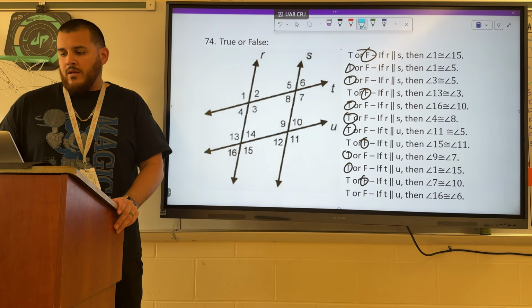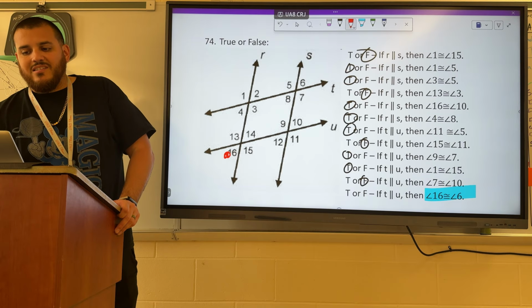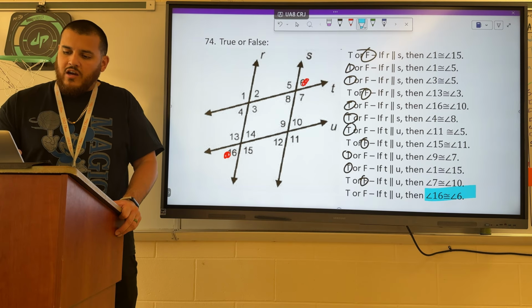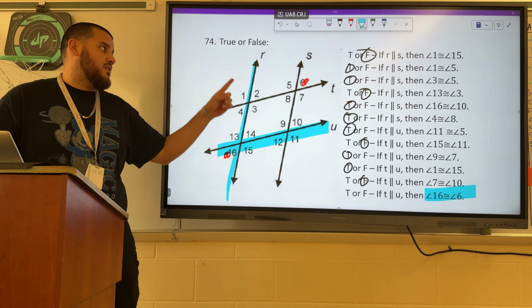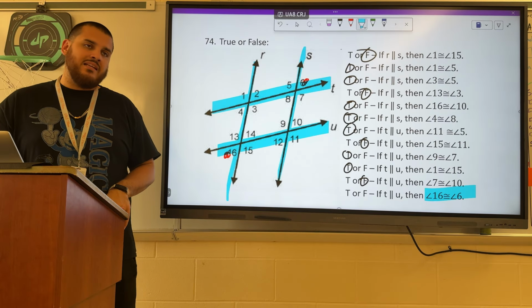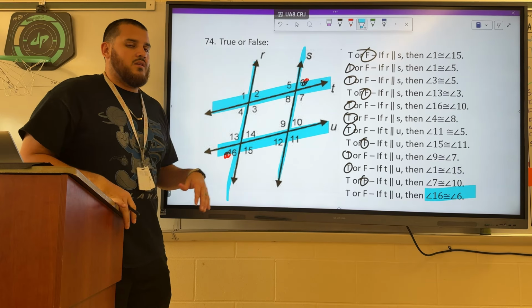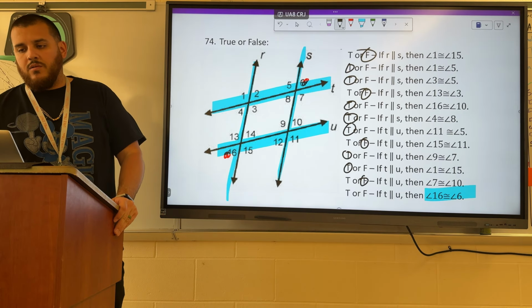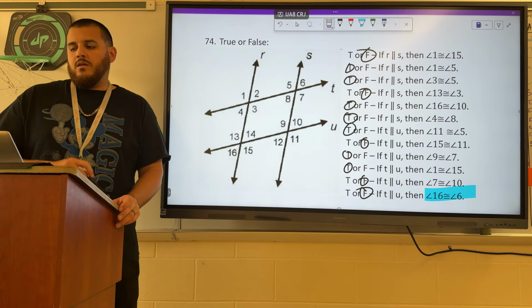And our last statement, angle 16 congruent to 6. Here's 16, here's 6. That angle is created by the intersection of U and R. The one up top is created by the intersection of T and S. These are on unconnected intersections. Therefore, we do not have any proof that these are going to be congruent to each other, right?